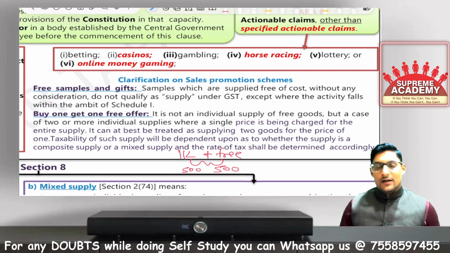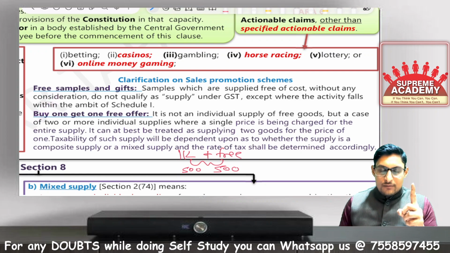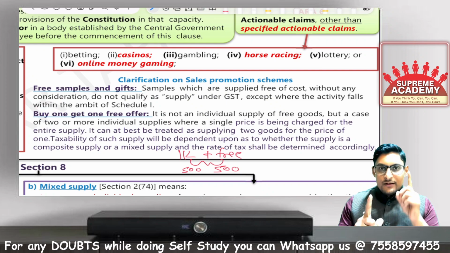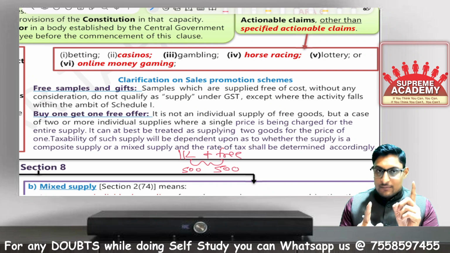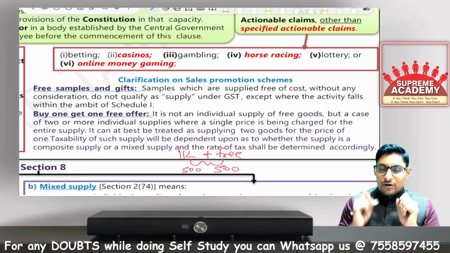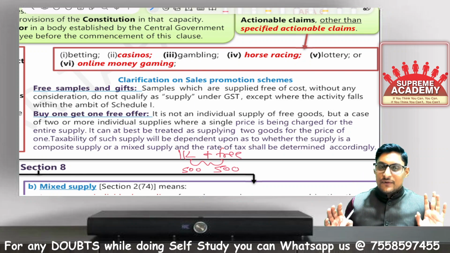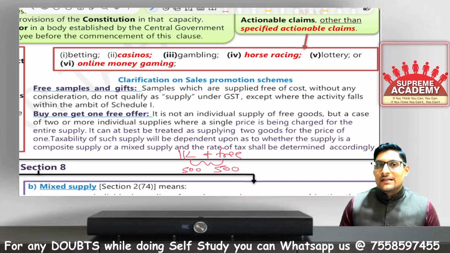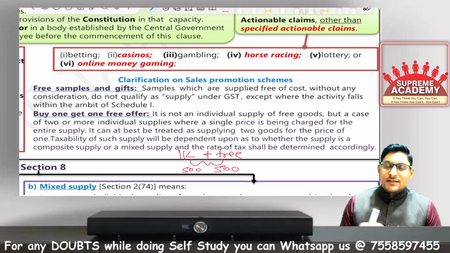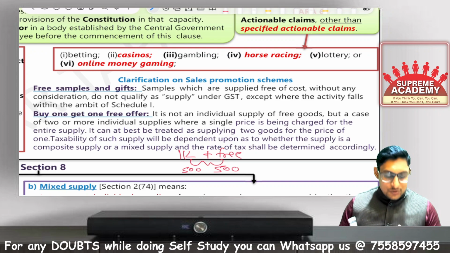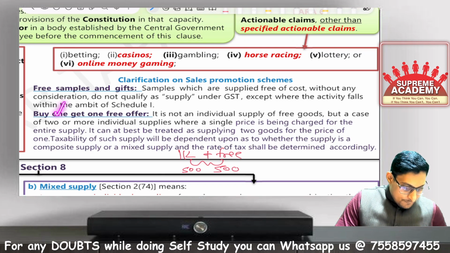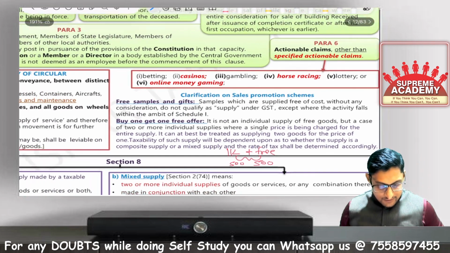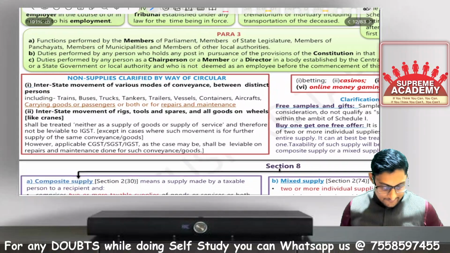Buy one get one free. It means buy one product, get another product free. For this one product you are paying the amount, so it is a supply, and the other product will not be a supply? No, not like that. If it is a case of buy one get one free, then we consider that you are paying a single price for two products. So in that case, both the products will be covered under the definition of supply.